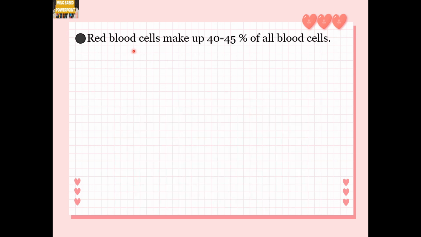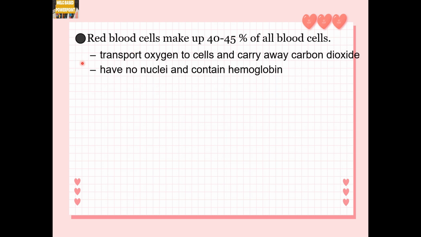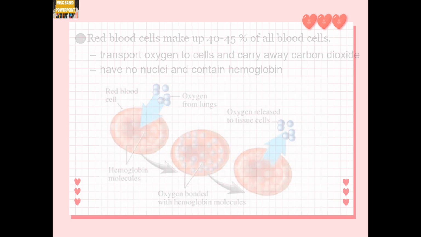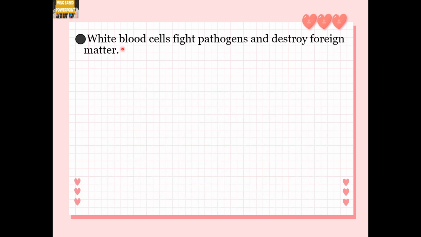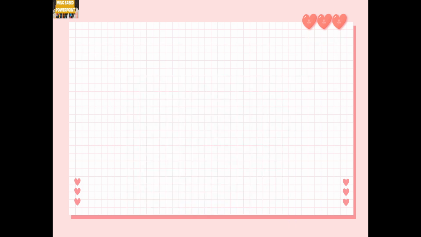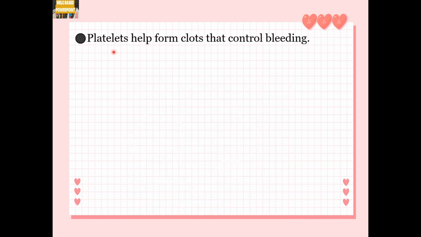Red blood cells make up 40 to 45% of all blood cells. They transport oxygen to cells and carry away carbon dioxide, have no nuclei, and contain hemoglobin. White blood cells fight pathogens and destroy foreign matter. Platelets help form clots that control bleeding.